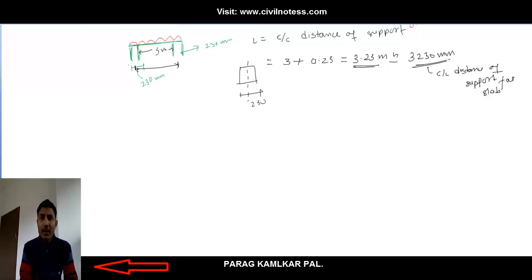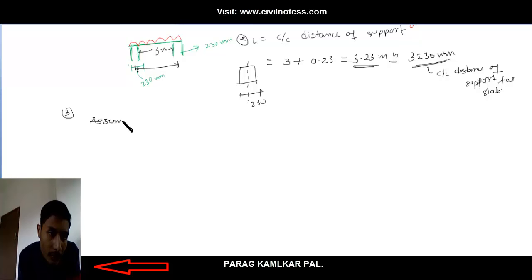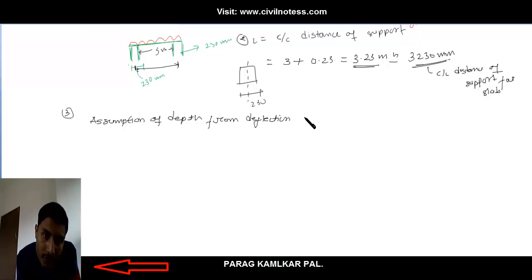Now this is our step number 2, the determination of Ly by Lx, which is 1. Now we go to step number 3, which is all about the assumption of depth. We have to determine the assumption of depth from the deflection criteria, using the IS code, that is, from the span to depth ratio.